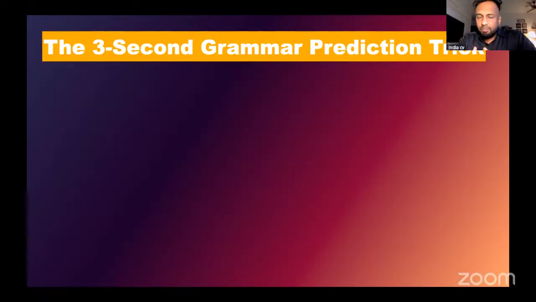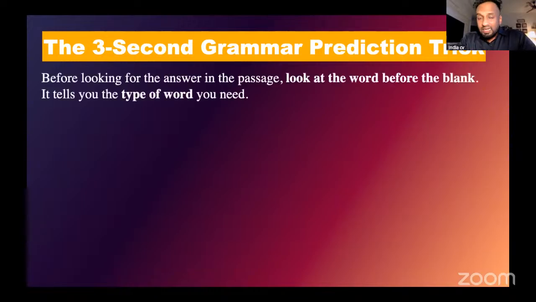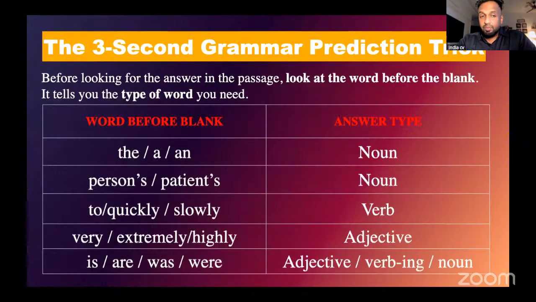It is this one, what I have mentioned on the screen. The 3-second grammar prediction is a technique which will help you to understand the question well. Also, you will be able to predict what kind of answer, or what genre of word, will fit in those blank spaces. So before looking for the answer in the passage, look at the word before the blank. It will tell you the type of word you need. I'll just display a table. This will definitely help you.